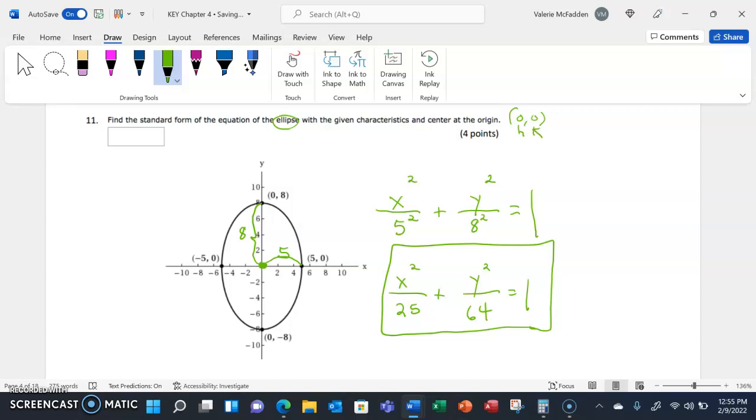And we moved 5 on the x-axis, or we could have moved this way too, by the way. We could have moved this way 5. Either way, it's 5. And we could have moved down 8.